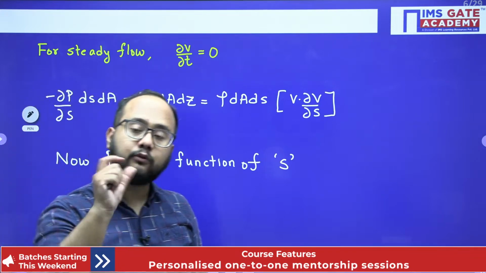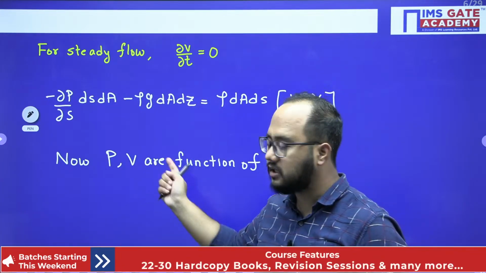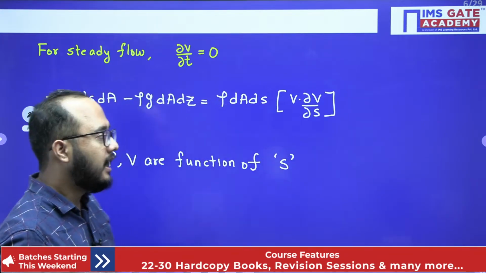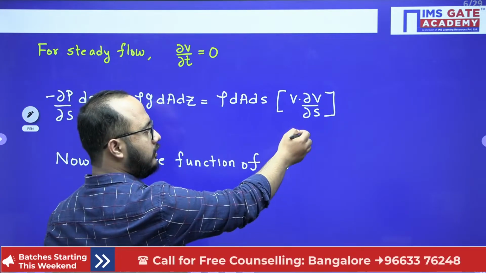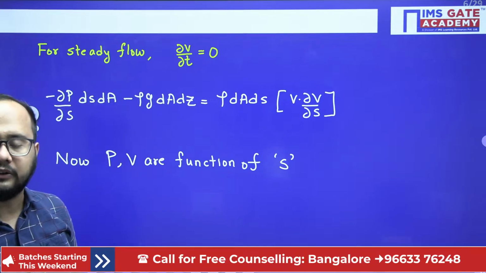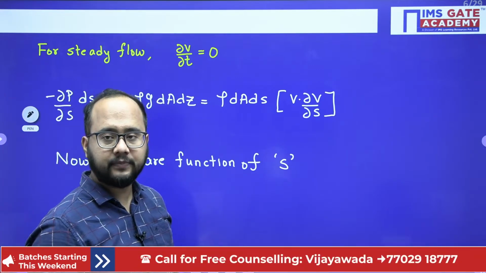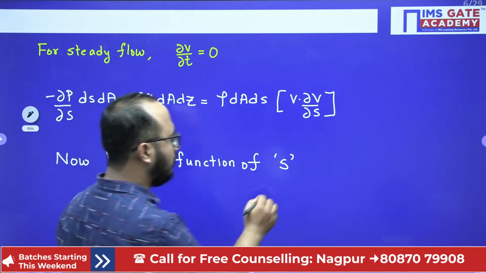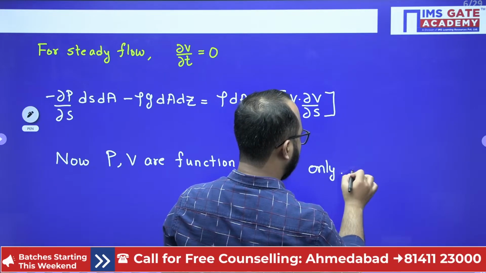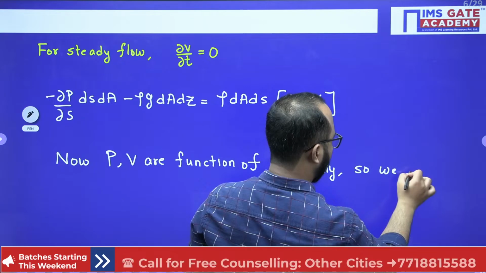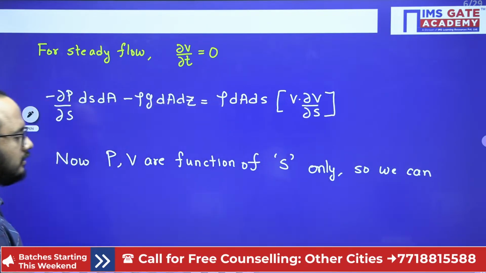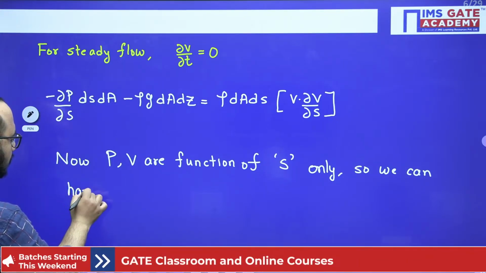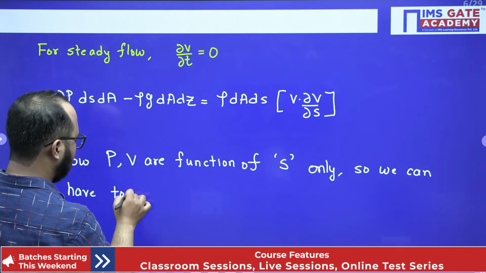Now the whole equation becomes a function of a single variable: pressure and velocity are functions of space. That point is very important. Otherwise you will think, okay, ∂V/∂s is written, so we can write dV/ds. No, it is not like that. We should understand when we can write such things. Now, as pressure P and velocity V are functions of s only, we can have the total differentiation.